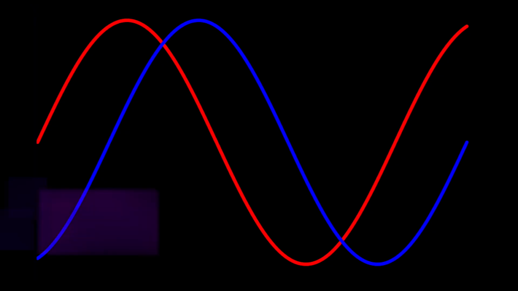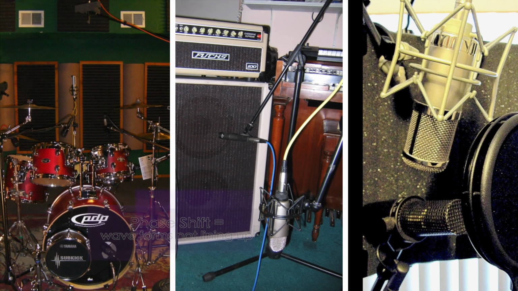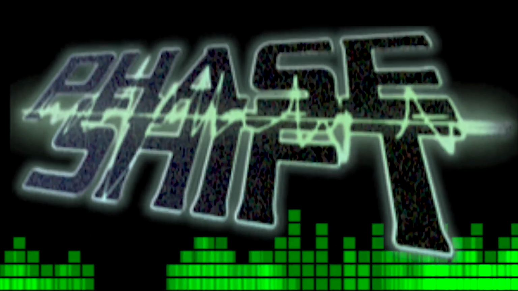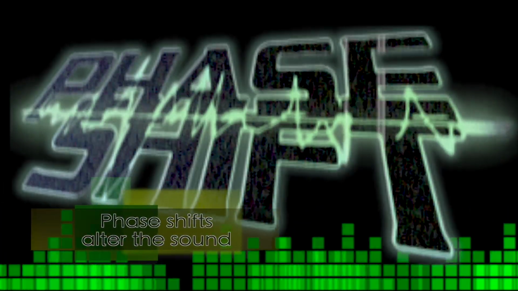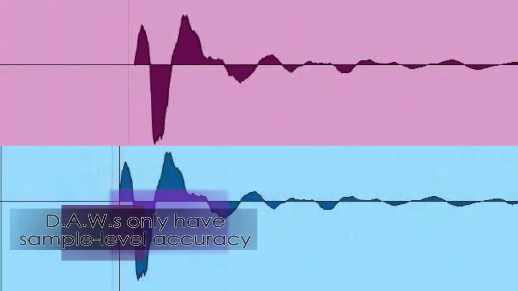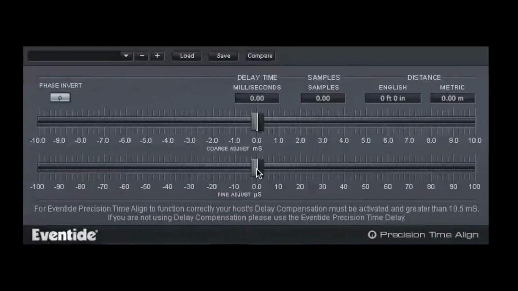Phase shifting describes when one waveform leads or lags in time with respect to another. This is a common occurrence when multi-micing from different distances. The mix of the two sources results in artifacts and alteration of the combined signal's overall frequency response. The two tracks need to be time-aligned, and while you can do this to some extent in your DAW, you only have sample level accuracy, whereas Eventide's Precision Time-Align allows for synchronizing signals up to 1/64th of a sample.